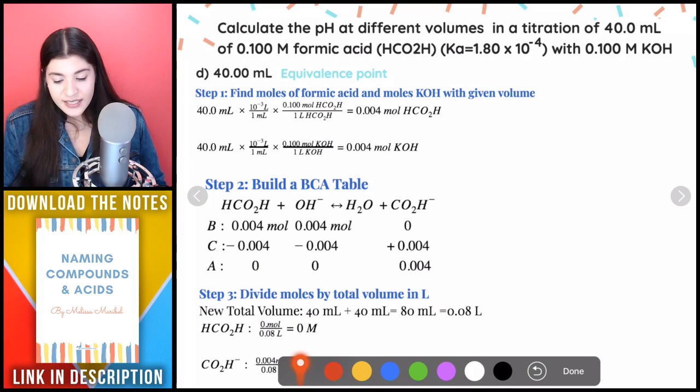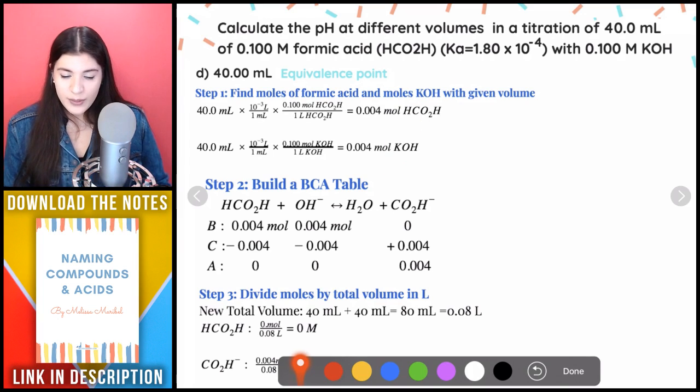Next, I would build the same sort of BCA table where I have the new moles. Remember, BCA is in moles. So I'd place all my moles in the correct values. My change must be the amount of moles of my base, because that's what's changing. And I'm subtracting that. Subtract these two, and we no longer have any acid or base. We are just left with our conjugate base.